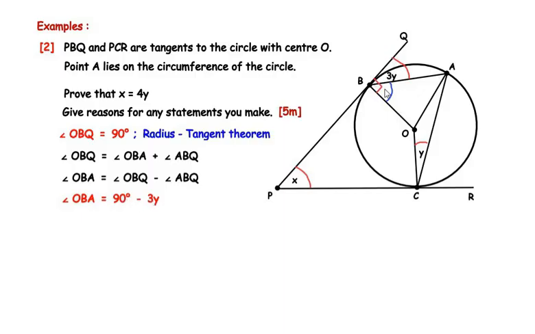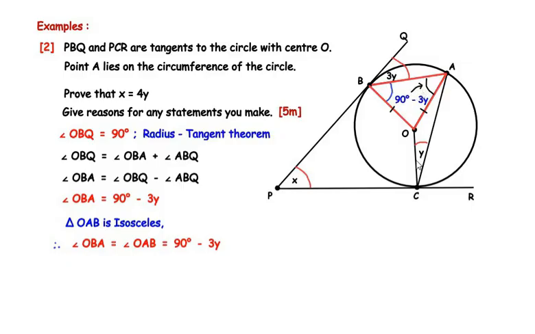Now let us focus on the triangle OAB. This triangle is an isosceles triangle because the side OB is equal to the side OA, that is, the radius of the same circle. So the value of angle B, which we have got over here, will also be equal to angle A. So angle A also becomes 90 minus 3y.